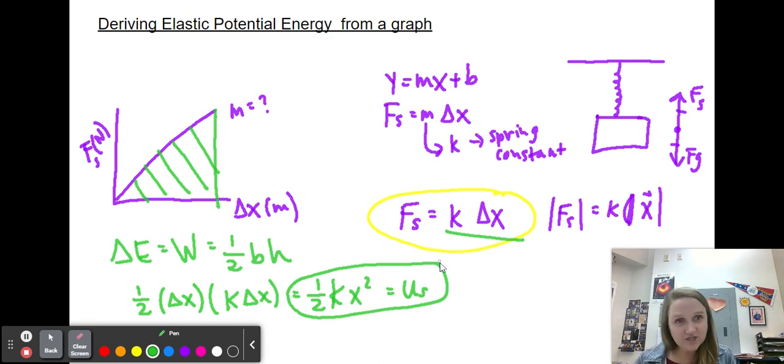It's not me pulling an equation out of thin air. It's literally me using the idea that work is equal to the area under the curve. And if we have a spring, that curve is going to look like a straight line, and then plugging that spring force equation into there. So let's actually do some problems with this.